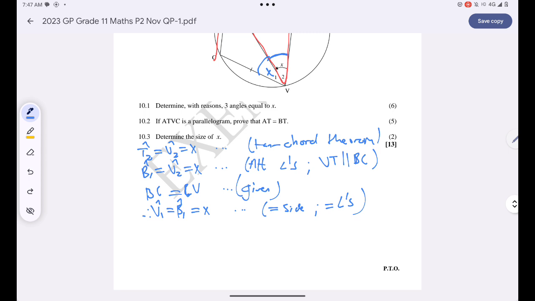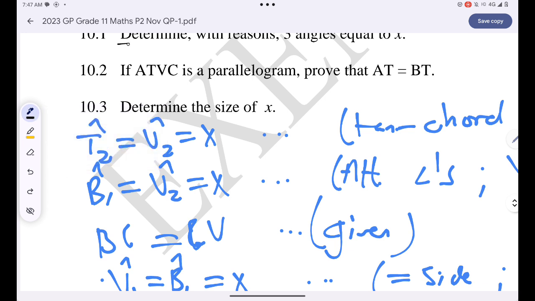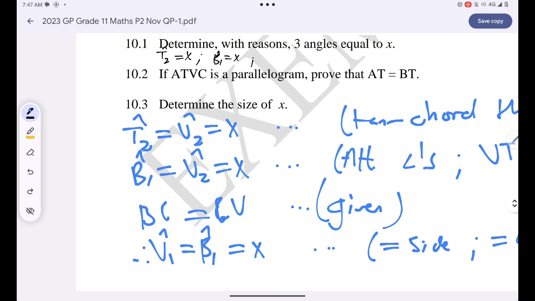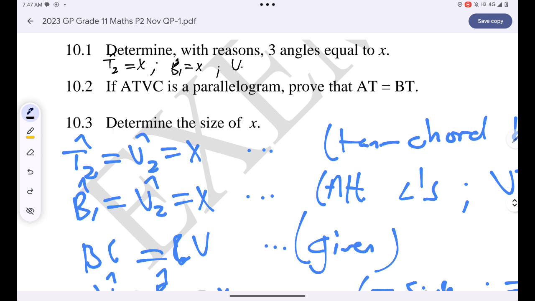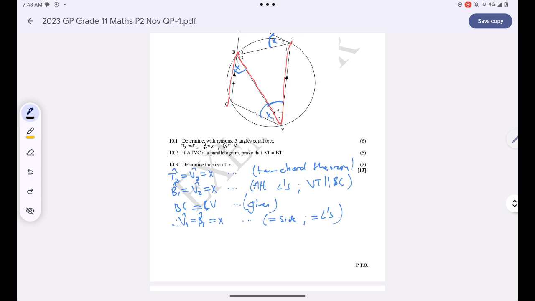So the angles which are equal to X, let me write them over there. T2 is equal to X. B1 is equal to X, and V1 is also equal to X. That's how, guys, you answer, ne? You must give reasons for you to get full marks.